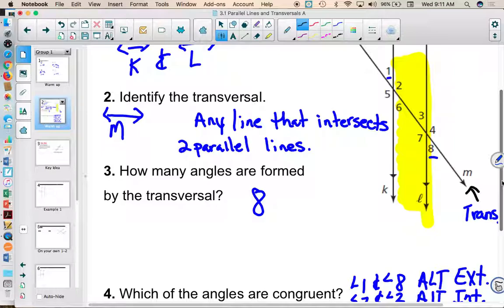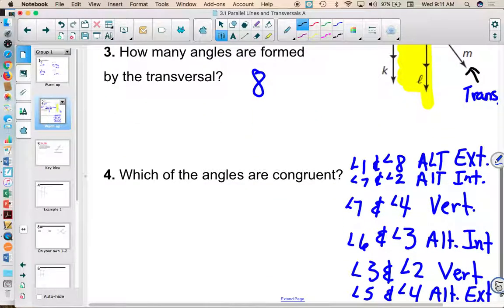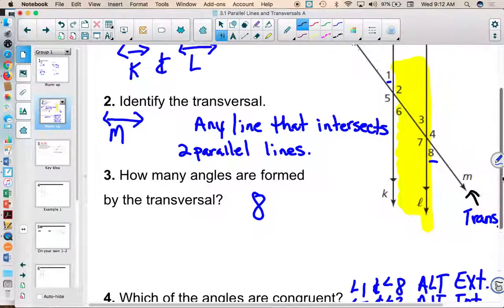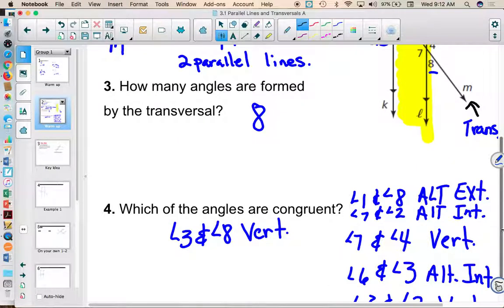Anybody else? Lindsay, 3 and 8. 3 and 8, why? They're vertical. You got it. G, 1 and 6. I gotta see it. Why? They're vertical. You got it.